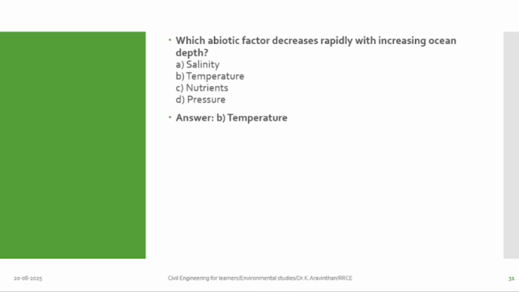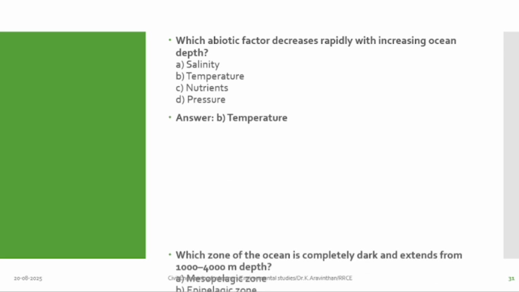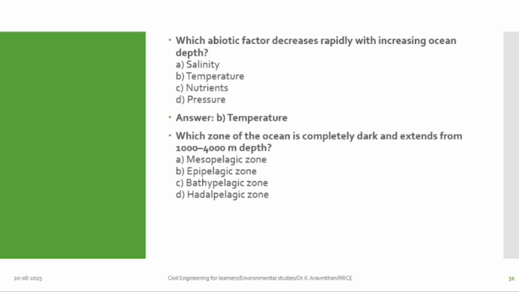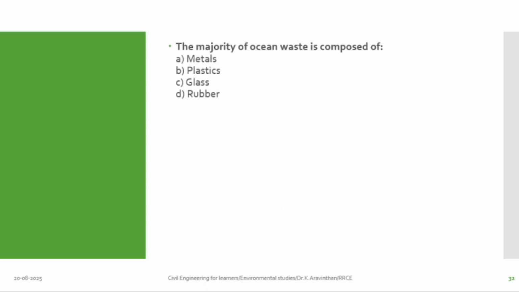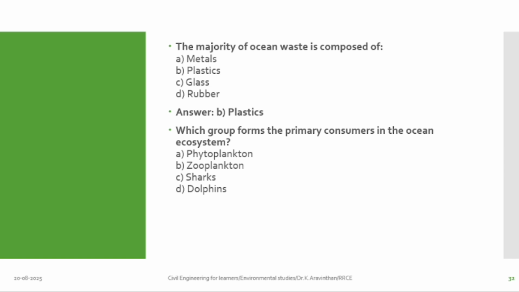Temperature, yes, will decrease. Next thing, which zone of the ocean is completely dark and extends from 1000 to 4000 meters? So I have shown you the different structures, no? Bathypelagic. Yes. Next one, the majority of the ocean waste is composed of plastic waste. Yes. Next thing, which group forms the primary consumer in the ocean ecosystem? A or B? B. B, zooplankton consumes the phytoplankton.